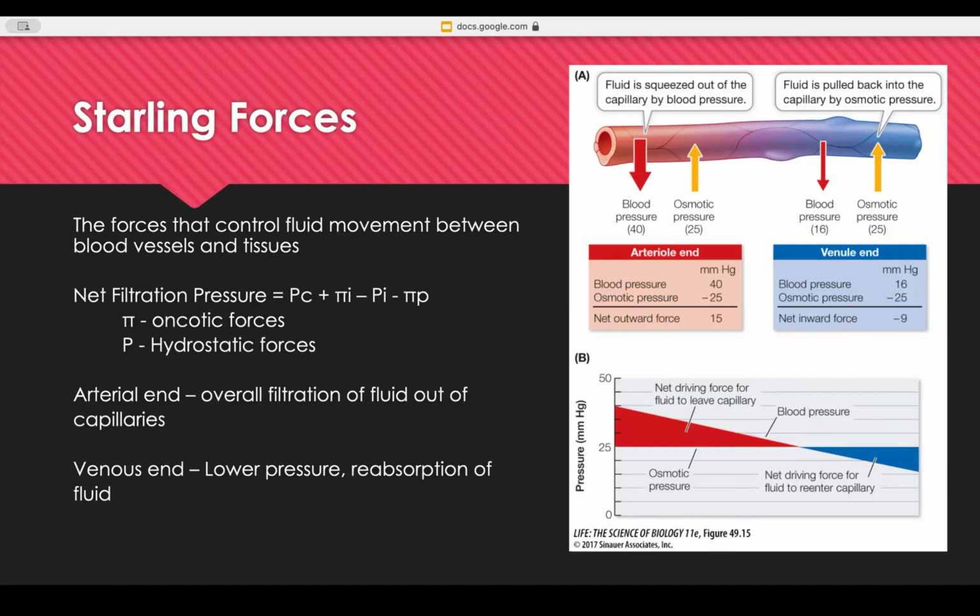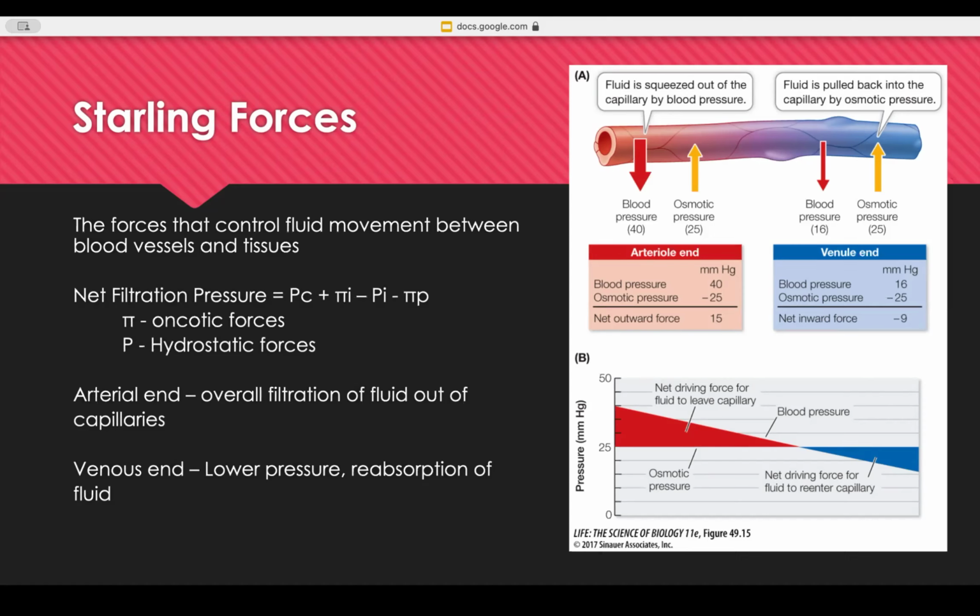Another concept that you need to be aware of are Starling forces. These are the forces that control fluid movement between blood vessels and tissues at the capillaries. So it describes that near the arterial end of the capillary, fluid is squeezed out of the capillary by the blood pressure, which is the hydrostatic force, which is large at that end, as they're near the high blood pressure arterial side of the circulation.